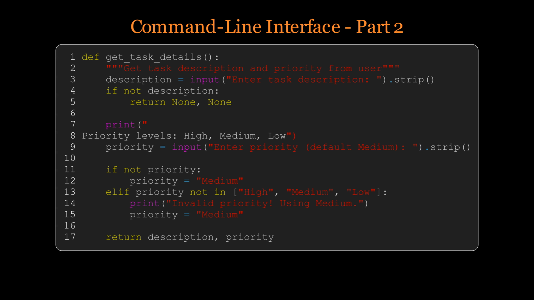We print the available priority levels. Then prompt for priority with a default of medium. If the user presses enter without typing, we use medium. If they enter an invalid priority, we print a warning and default to medium. We return both the description and priority as a tuple. This function handles all the input validation for task creation.